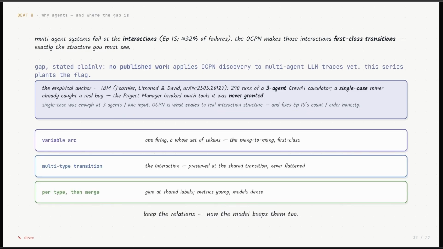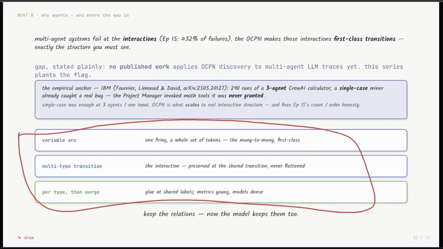These are the different chapters and the different ideas from our video. If you have one that is not clear, please go back and view them again. And finally, for last word, keep the relations, and now the model keeps them too.